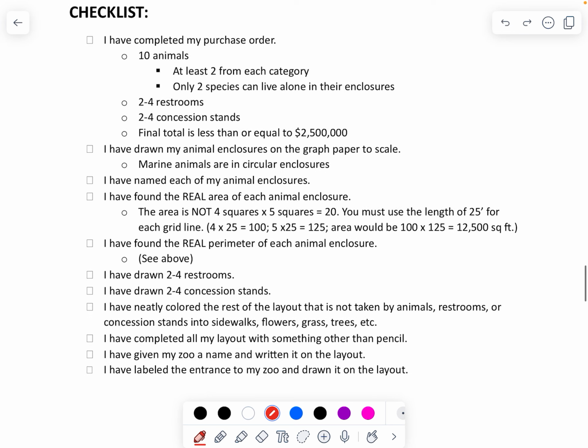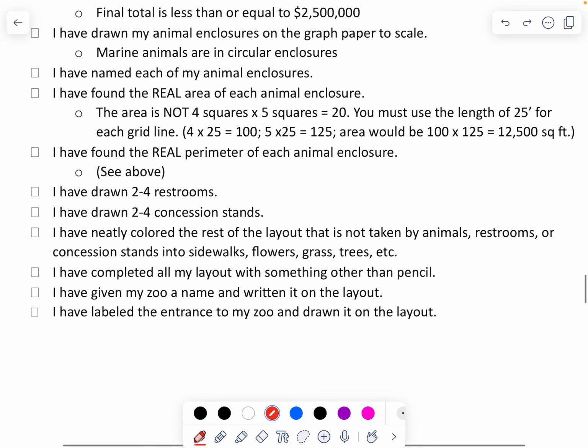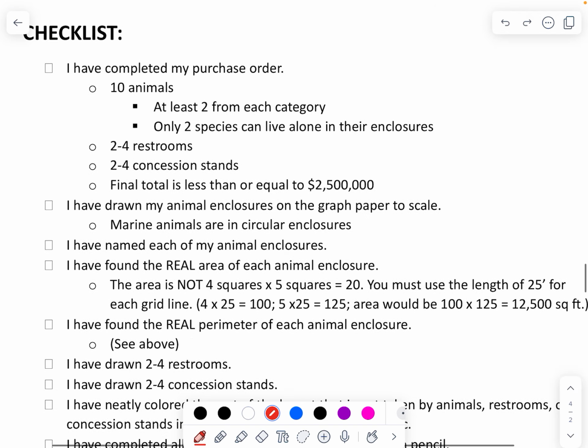One thing I didn't mention above is that the whole map should be neatly colored, not just the animals that take up the space, but the restroom should be colored, concession stands. The areas that are not used should be turned into sidewalks, flowers, grass, trees, things like that. So the whole thing should be colored. And then it should be completed with something other than a pencil. You need to give your zoo a name. It needs to be written in the layout. And then the entrance of your zoo needs to be labeled so they know where we're walking in. So that's your checklist.